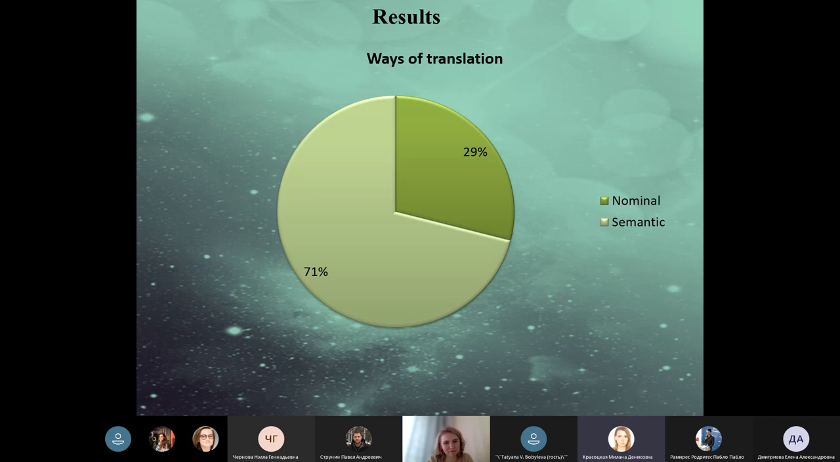So, thus, we can see that the basic ways of translation are semantic and nominal ones. We have used Komissarov's equivalence concept, since it reflects the accumulated knowledge and experience in translation theory and allows us to analyze the translations deeper. Upon analyzing the selected idiom corpus used in the original version of the TV series and their translation, we have concluded that the translators used the semantic way of translation, 71 units, we have actually analyzed 100 units, more frequently than the nominal one, 29 units.